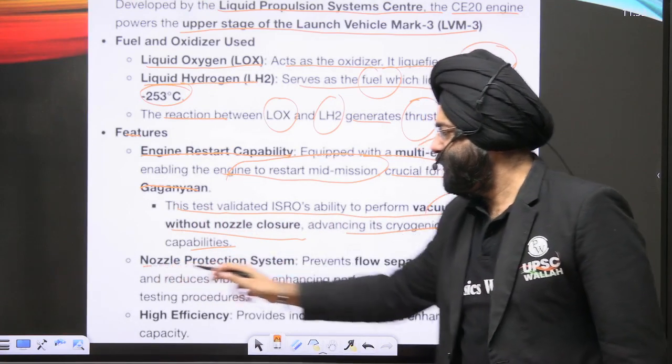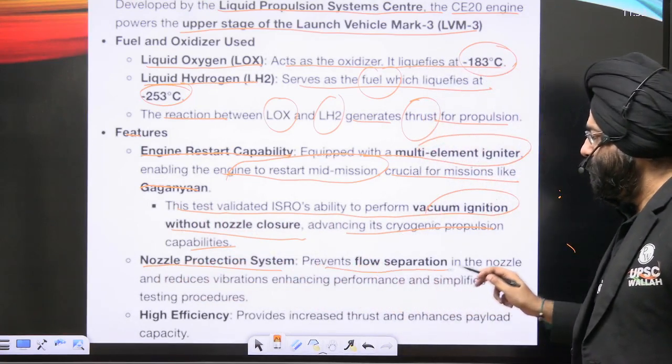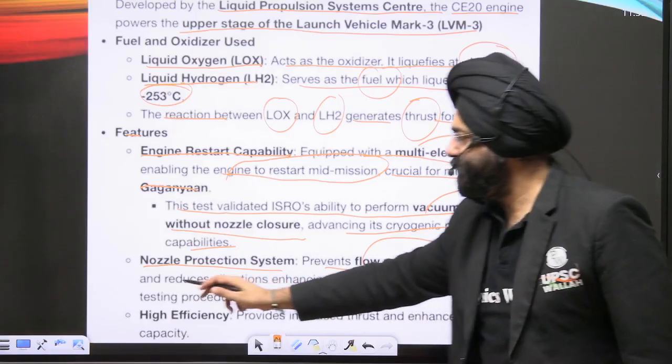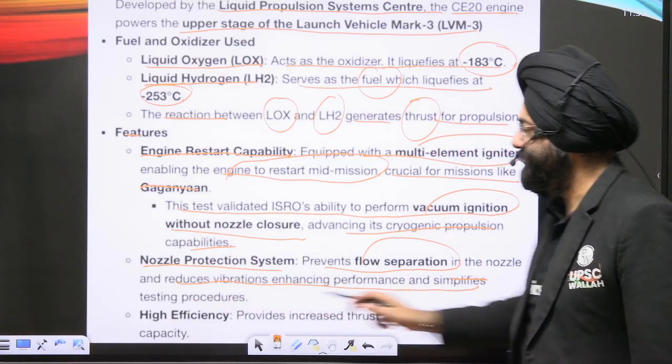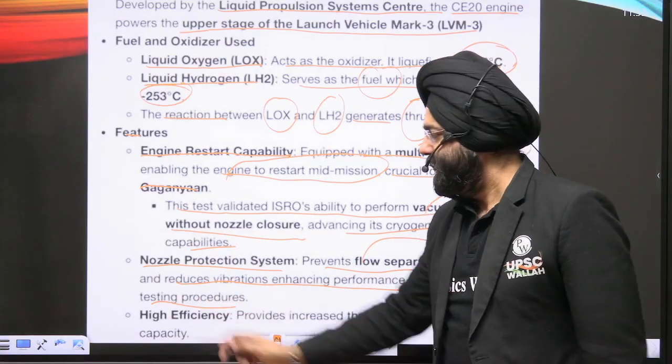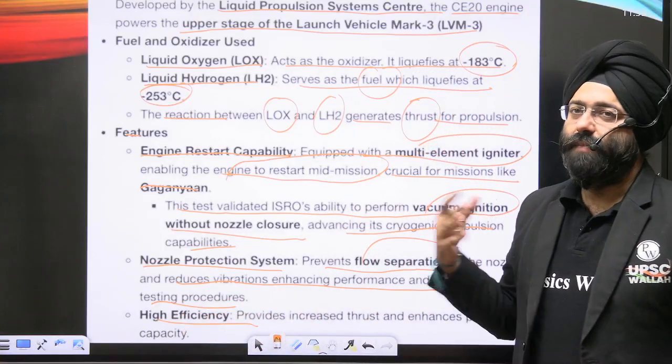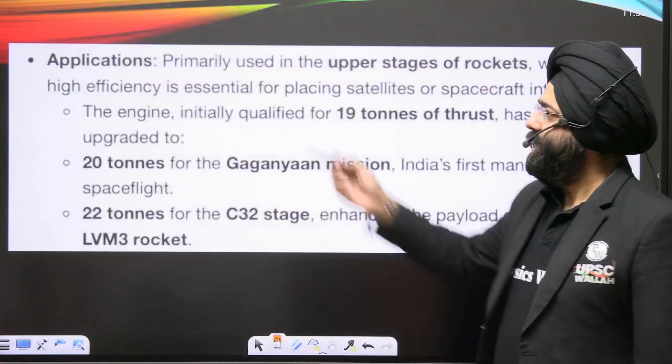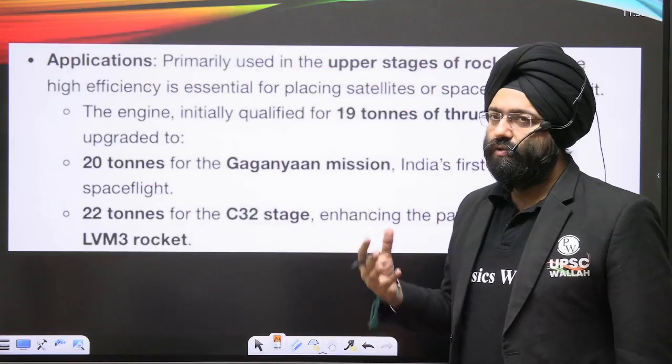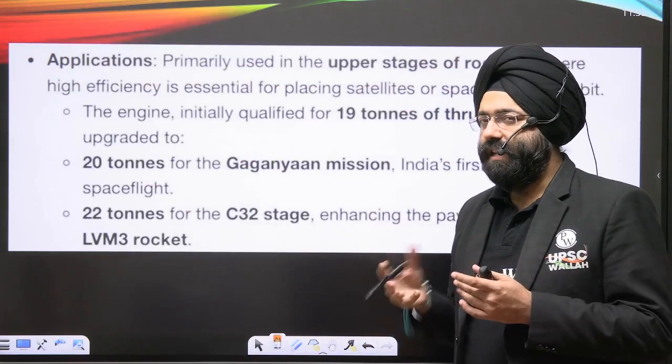Now, what is a nozzle protection system? It prevents the flow separation in the nozzle and reduces the vibration, enhancing performance and simplifying the testing procedure. High efficiency, it has a better efficiency in comparison to the others. Applications: this can be very useful because it has a higher payload capacity, to carry a larger weight.